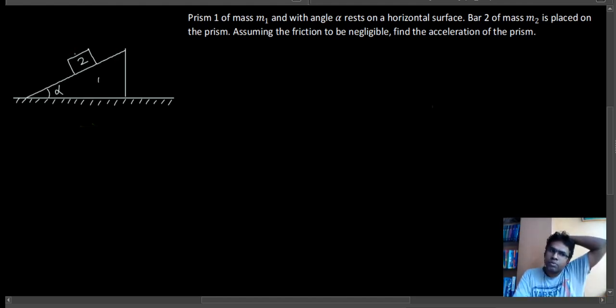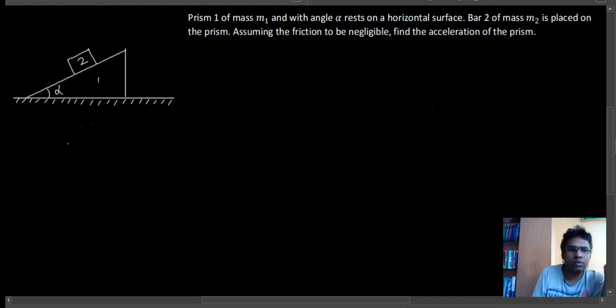For this problem, I presented a solution in a previous video. I'm just trying to solve this problem using an alternative approach, and this approach actually helps us get the answer rather quickly indeed. So let us look at the solution here. Now, like all Newton's laws of motion problems, we start with a free body diagram.